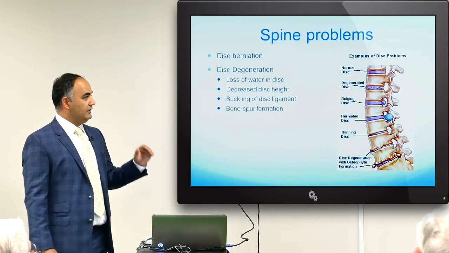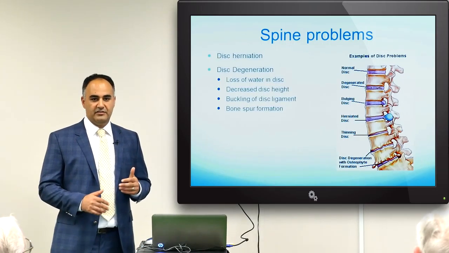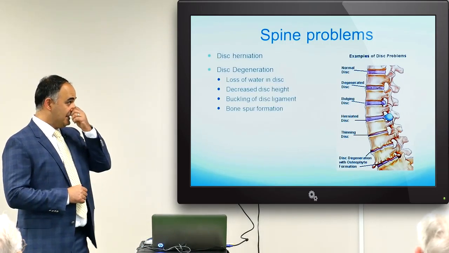And there's also disc degeneration. There are different levels of disc degeneration. When people say I have a degenerated disc, there are different levels. It first starts off with the water content of our disc decreasing. So the disc is filled with fluid, and eventually that water content decreases. And as that decreases, the height of the disc begins to get smaller and smaller.